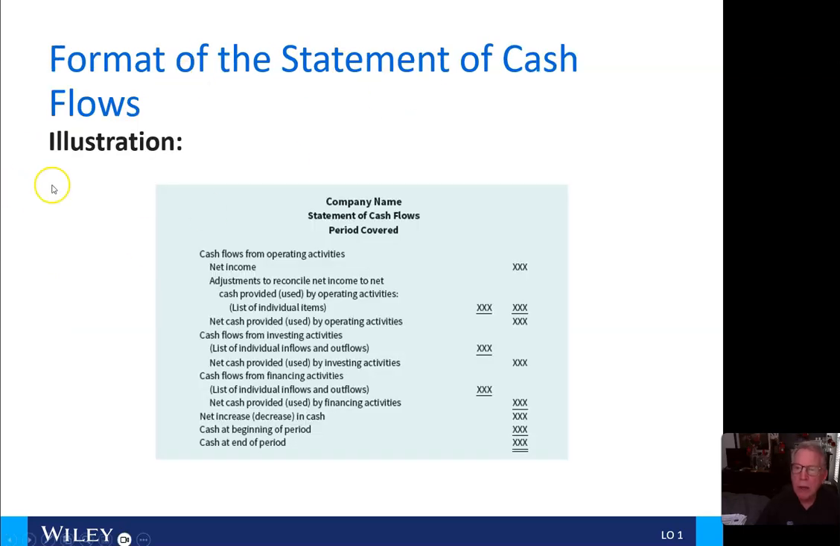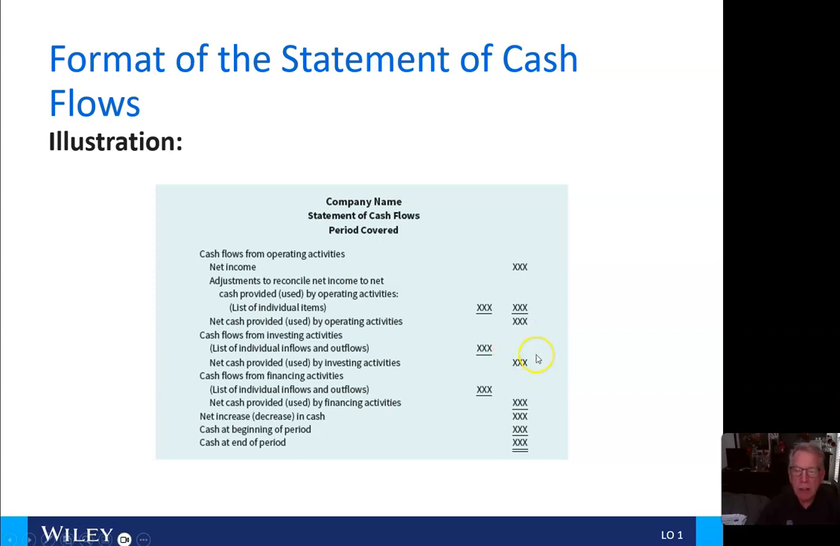Okay, here is an illustration, which I might add is largely used almost exactly like it appears here. We'll start with cash flows from operating activities. Here they start with net income. They make adjustments to reconcile net income to net cash provided or used by operating activities here. And then in this case, we would have net cash provided or used by operating activities.